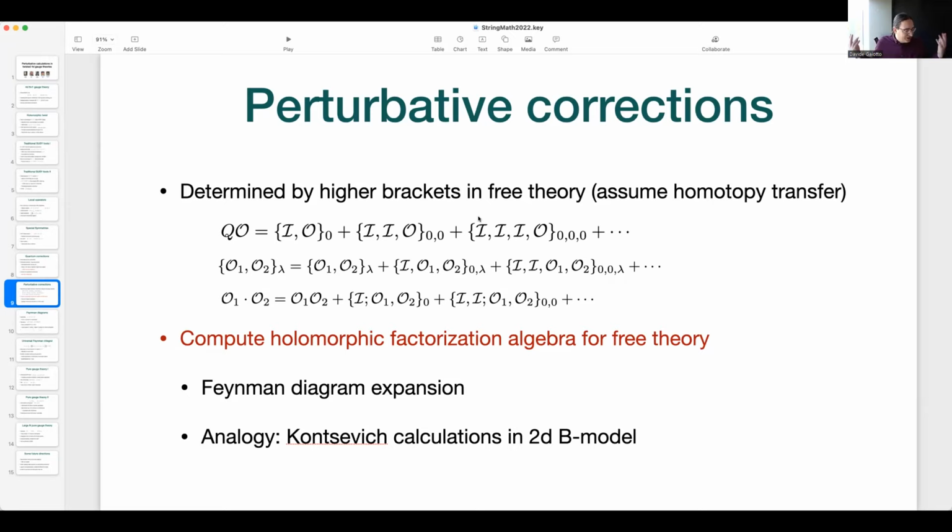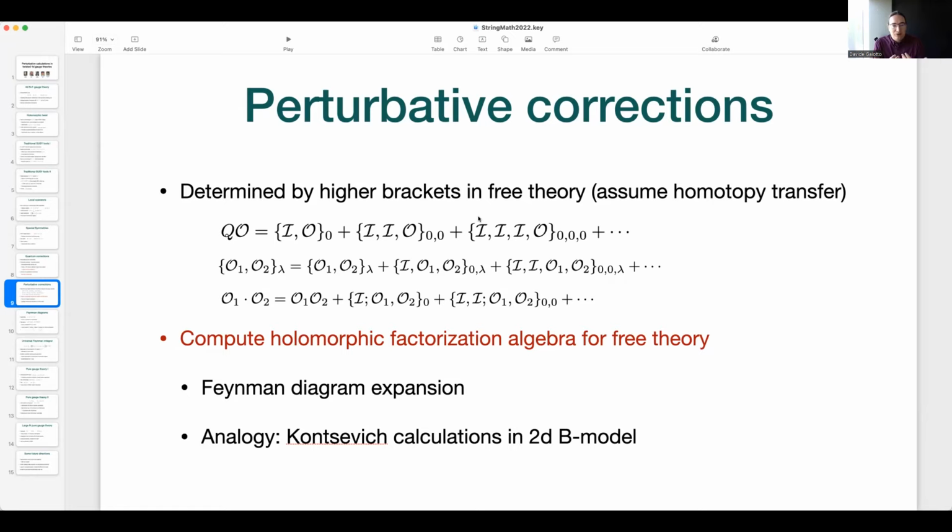build some, where you compute Feynman diagrams or do some similar calculation to build a general infrastructure in which then you insert the data of your theory to find a factorization algebra. And then deforming by some Maurer-Cartan element, you can get the perturbative corrections to the factorization algebra.